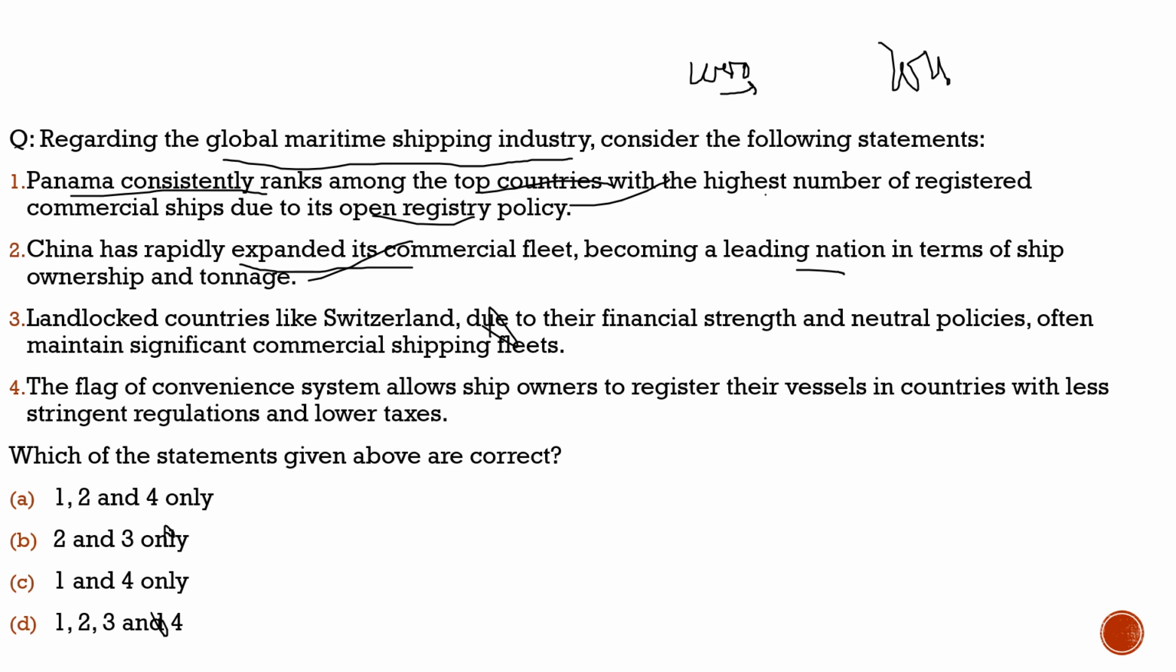Fourth statement, it says the flag of convenience system allows ship owners to register their vessels in countries with less stringent regulations and lower taxes. 100% correct. So with respect to this question, the correct statements would be statement 1, statement 2 and statement 4 only. With this, I hope you had understood the question as well as the context of the question. Now let's move to another slide and see what question we had brought there.